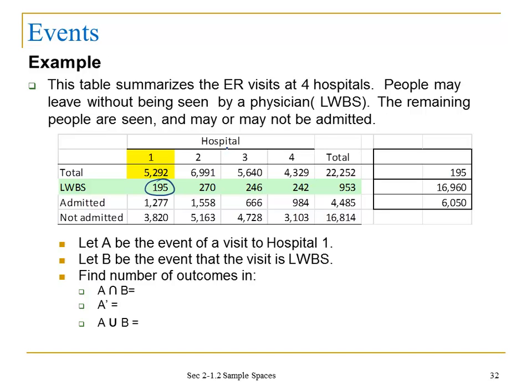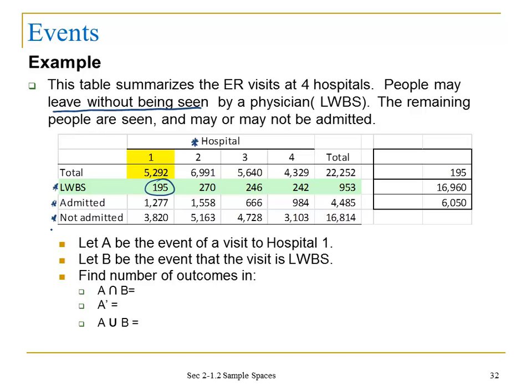We have the total. So here's the information for each hospital. We have 4 hospitals, 1, 2, 3, and 4. And we have the total of patients that went to each hospital. We have the numbers of the patients that leave without seeing a physician, which is this row. The number that were admitted and not admitted. Okay?